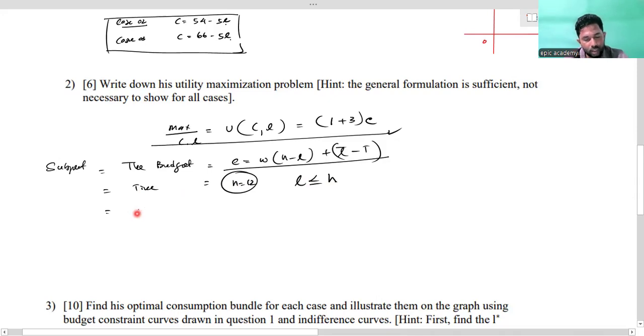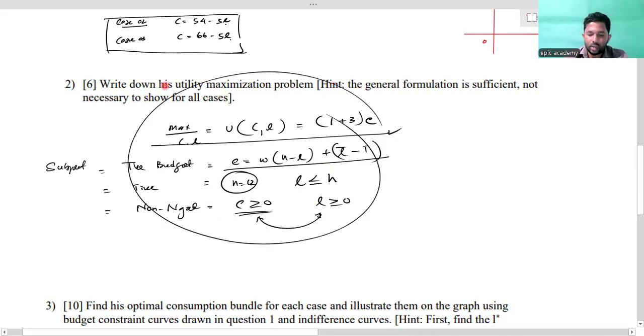The third one is the non-negative value. Negative values are not allowed for consumption, and similarly for leisure. They must be 0 or more than that. Actually, we are not going to consume 0, because both goods must be consumed, right? So those are the consumption constraints.